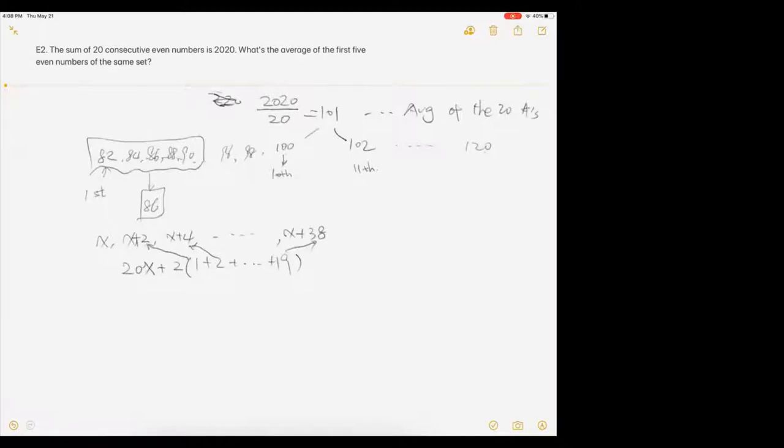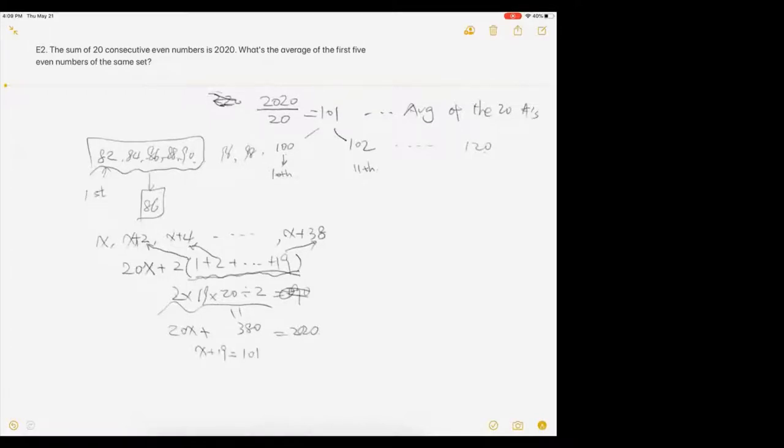Okay. And then you know that the sum of consecutive numbers starting at 1 is n times n plus 1 over 2. So you count carefully, the sum of this arithmetic sequence. So the sum of 1 plus 2 all the way up to 19 is 19 times 20 over 2. And then the 2's cancel out. Okay, you can just do 2 times this, which equals 380. So then you can see that 20x plus 380 is equal to 2020. So you can divide by 20, which gets x plus 19 equals 101.